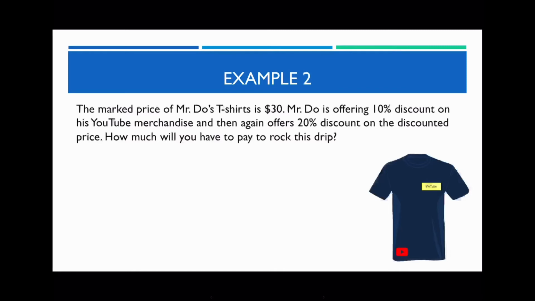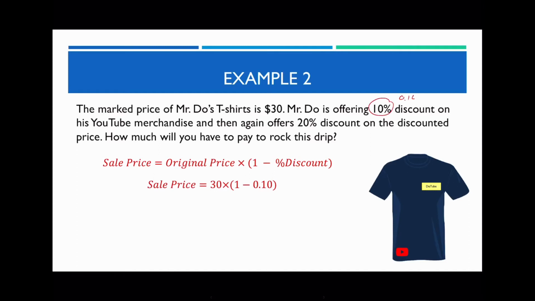So first of all, we need to find out what the first discount is. So in this case over here, we go 30 multiplied by 1 minus 0.10. So I've converted this into a decimal, which is 0.10. You're going to get an answer of $27. And then using this value here, find out what is 20% off that. So if you do this, then you should get an answer of $21.60.